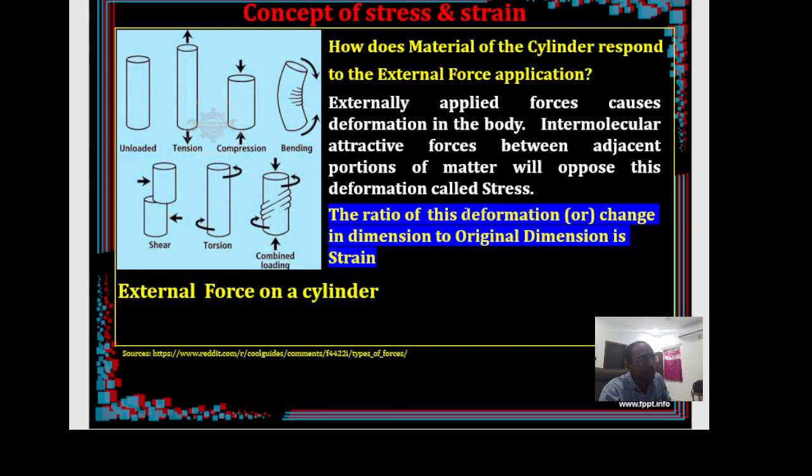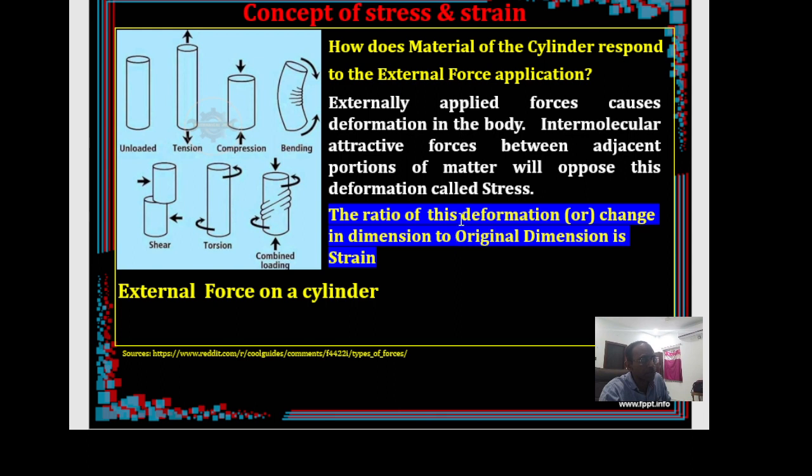Very small. Sometimes you will not be able to see these deformations, but of course, through strain gauge measurements and the like, we can at least identify that a deformation happened. The ratio of that deformation, however small it may be, the ratio of that deformation to the original dimension of the body, the change in dimension to the original dimension.